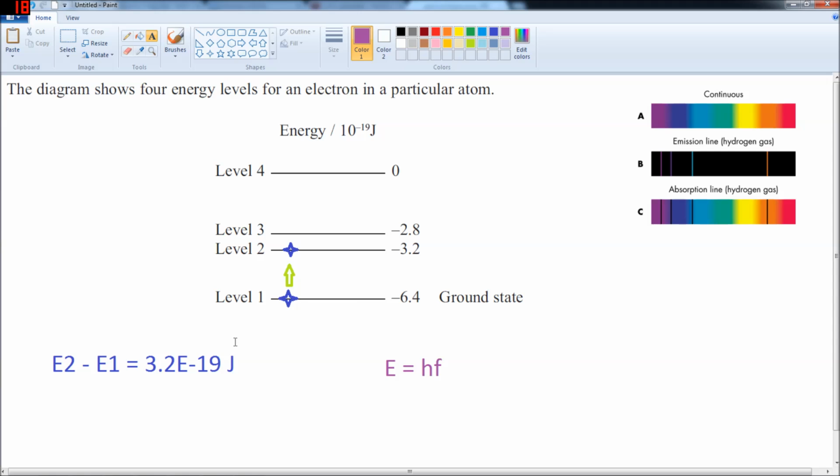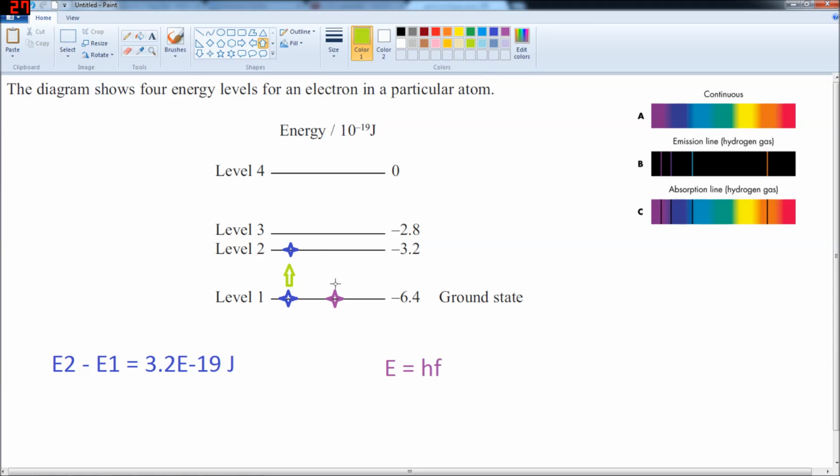All you're going to do is 3.2 times 10 to the minus 19 divided by Planck's constant, 6.6 times 10 to the minus 34. As an order of magnitude, that's going to come out to be something like 10 to the power 15 hertz, something like that. However, if you had a more energetic photon, then you could take your electron from living down here in level 1, and you could jump it straight up to level 3.